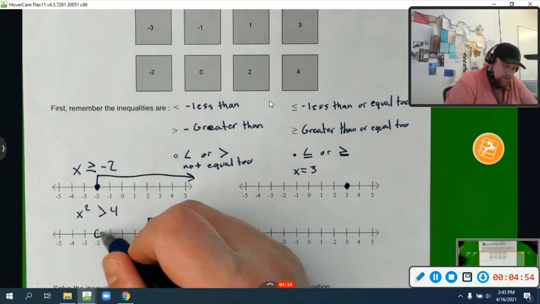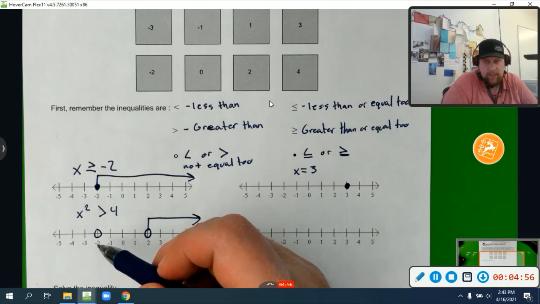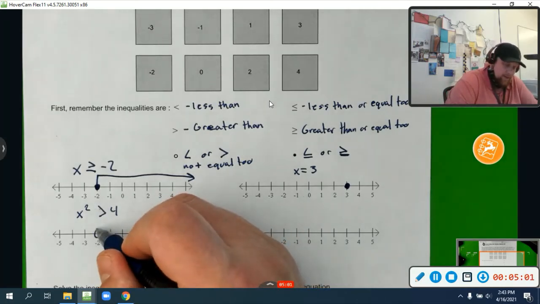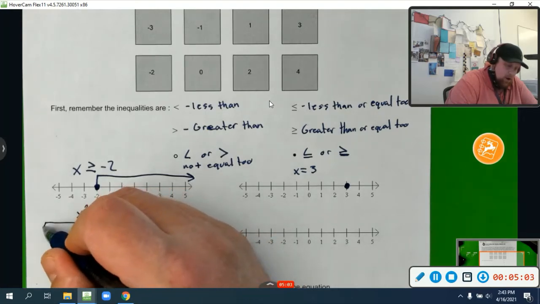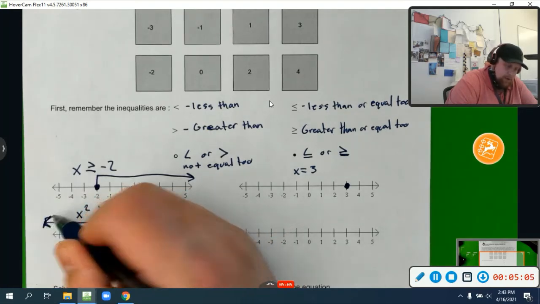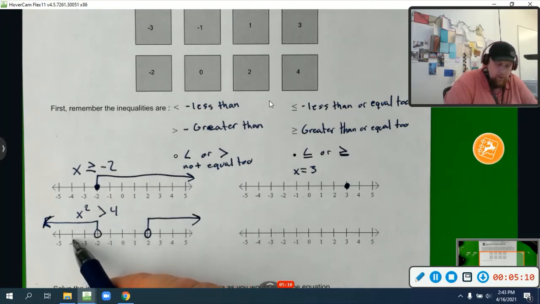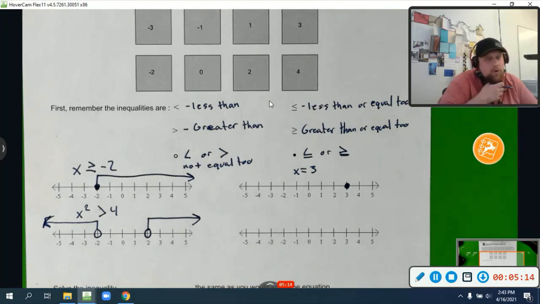What about -2? Now, negative 2 doesn't work because negative 2 squared is 4. It's not greater than 4, so we're going to put an open dot there. But anything to the left of it also works because when we square it, it becomes positive. Like negative 3 squared is still positive 9. That's greater than 4. Negative 4 squared is 16. That's greater than 4. See how that works? And even the decimals in between are always going to be greater than 4.